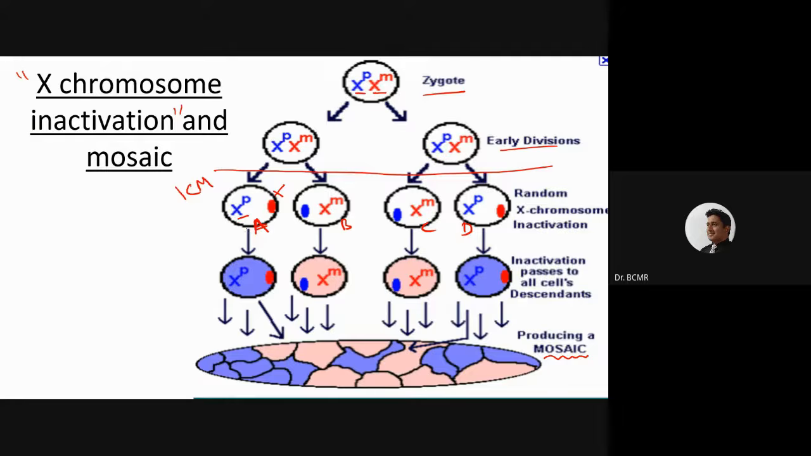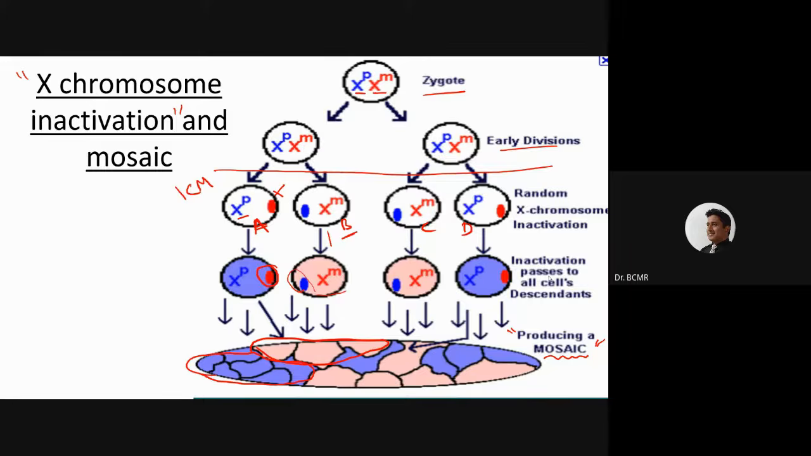And all the cells that it would give rise to will maintain that maternal X chromosome inactivation and may give rise to certain body parts eventually, like this. If it is cell B, in which the paternal X chromosome is inactivated, in that case, all the cells that arise will maintain that paternal X chromosome inactivation and may give rise to different other body parts. And that is how a mosaic in terms of X chromosome inactivation, whether maternal or paternal, will depend.